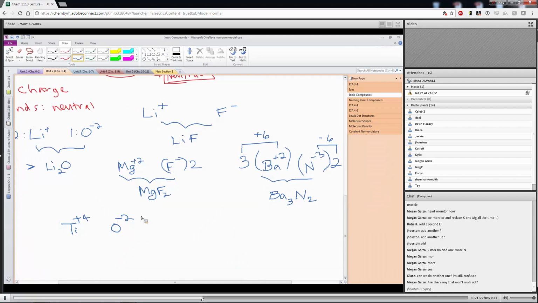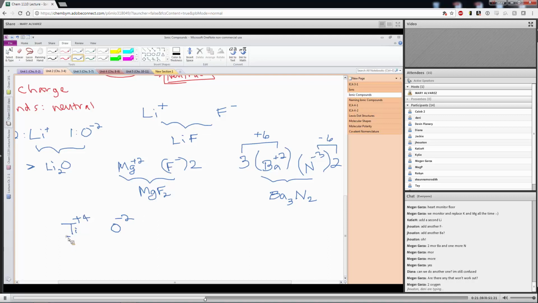Megan says, are there any that won't work out? No, there are none that will not work out. Since you get to decide what numbers go on there, you can just make the numbers so that they do work out. Megan says, look, if I just have 2 of those, this gives me minus 4. That's enough to cancel out the plus 4, since those charges are the same, plus 4 and minus 4. Now I know this will be a neutral compound made between the titanium plus 4 ion and the oxygen ion.